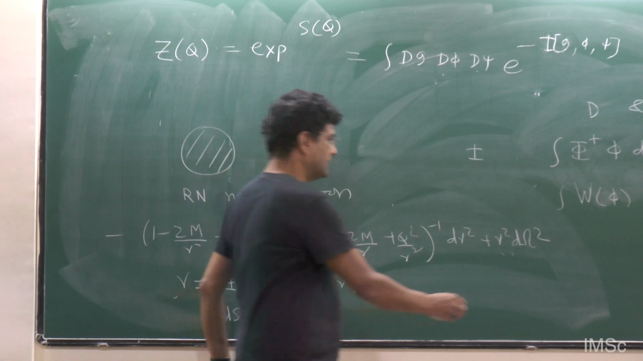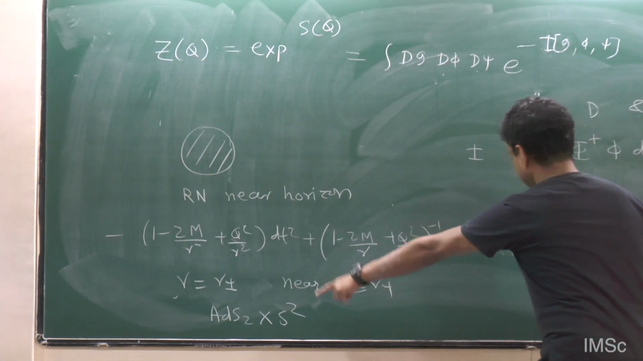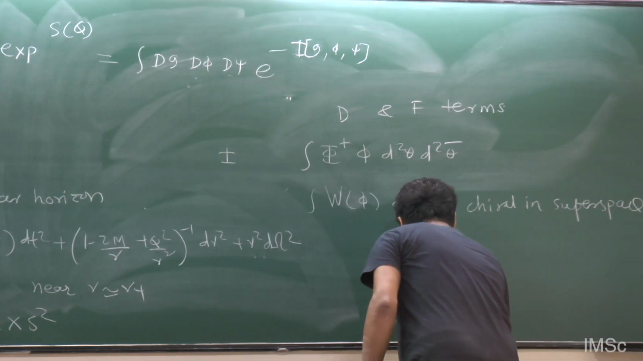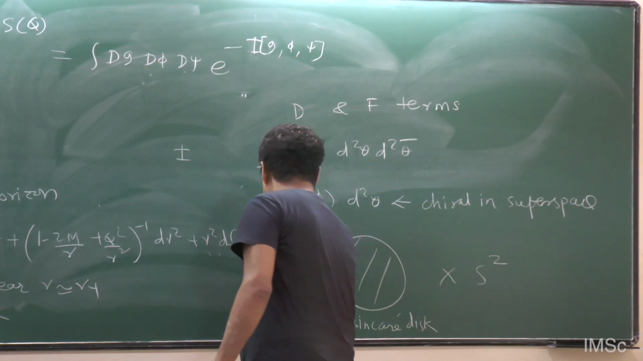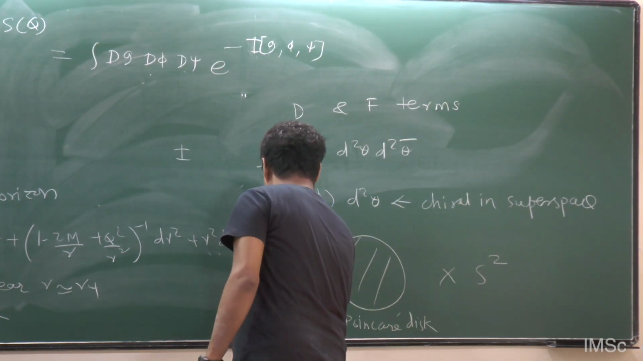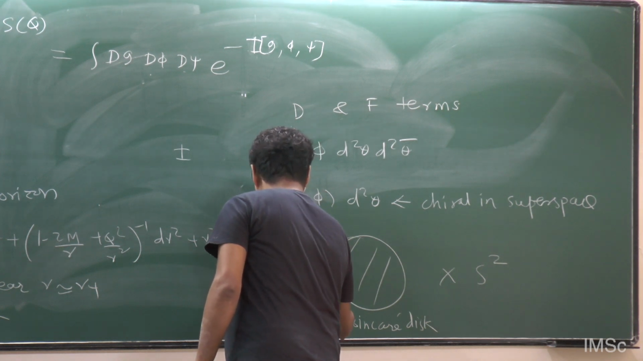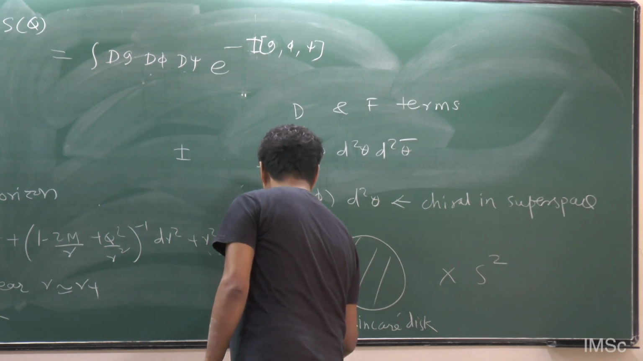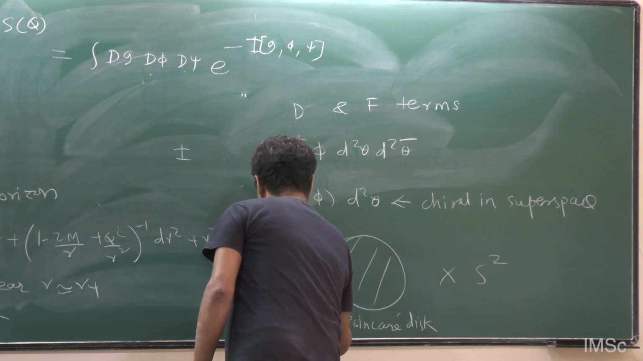AdS2 is basically like a disk, so the geometry is very simple. It's the Poincare disk, in Euclidean signature. So let me remind you about the Poincare disk. The metric is something like dr square plus r square d theta square, divided by 1 minus r square, squared.